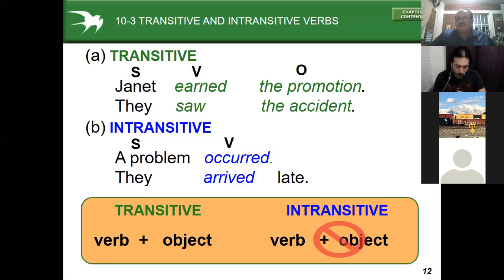But in this case, a problem occurred what? No, probably where, right? A problem occurred in my house. That would be a different complement. They arrived when? Late. They arrived alone. They arrived with whom? So you see, this one will answer a different question, but not what or who. This is a tip that you can use to know which one is a transitive verb or intransitive verb.